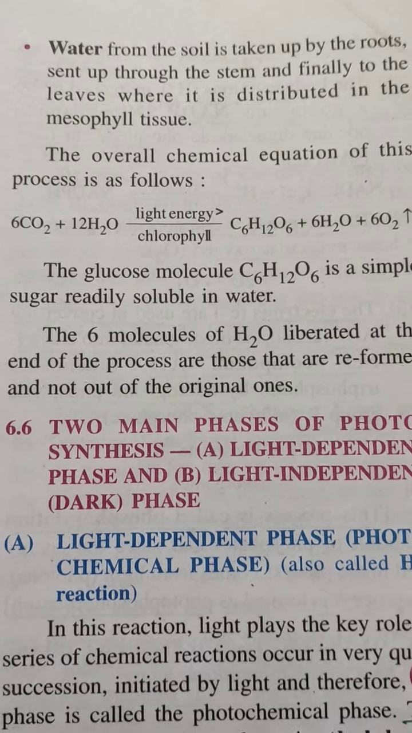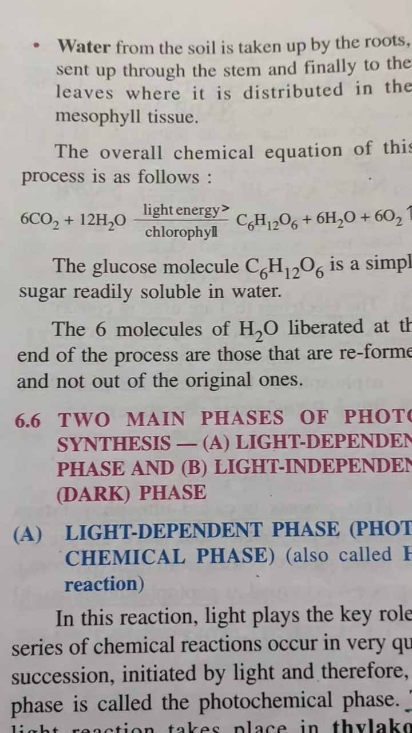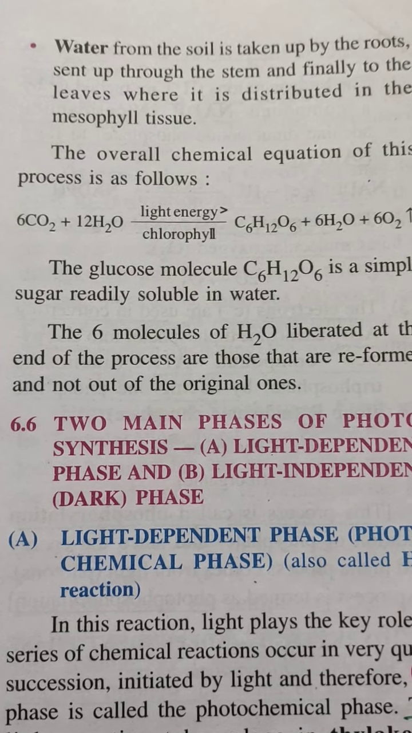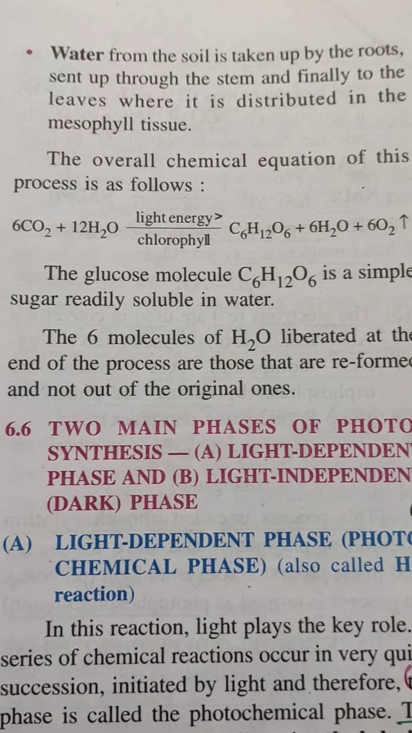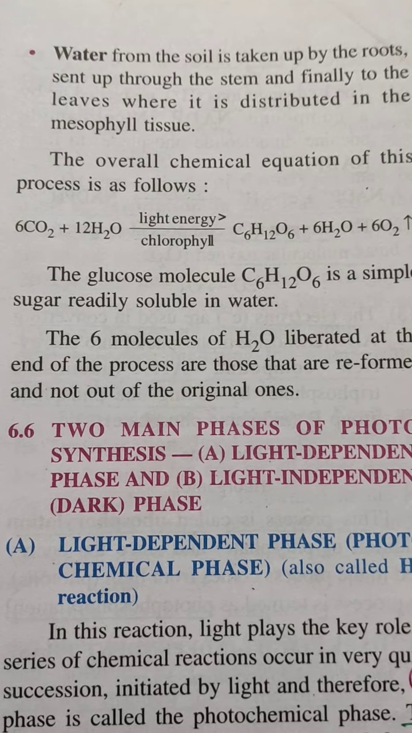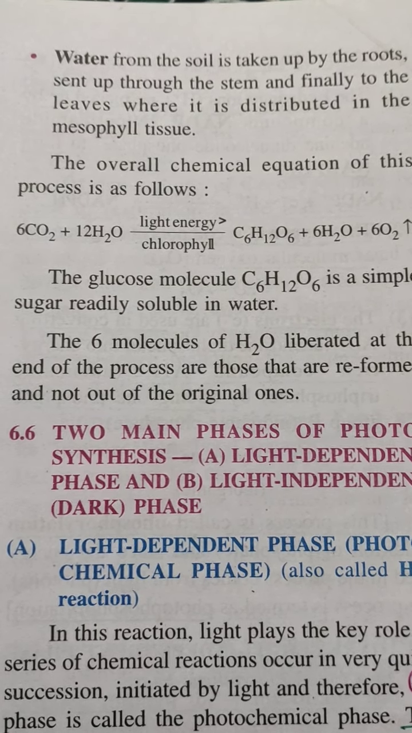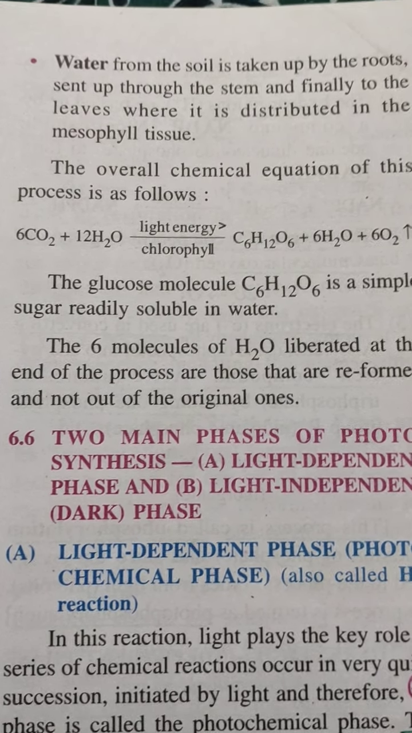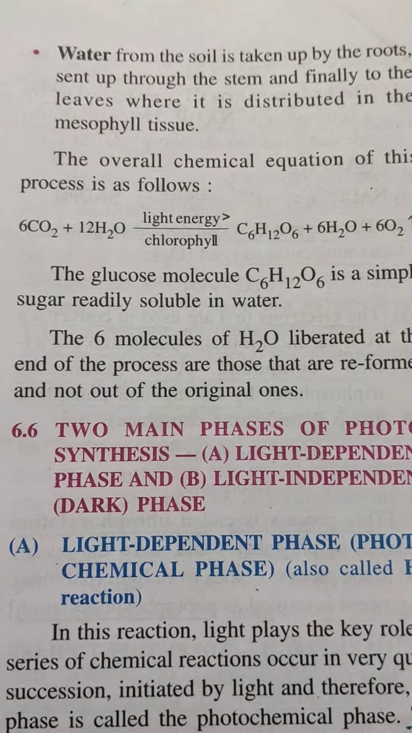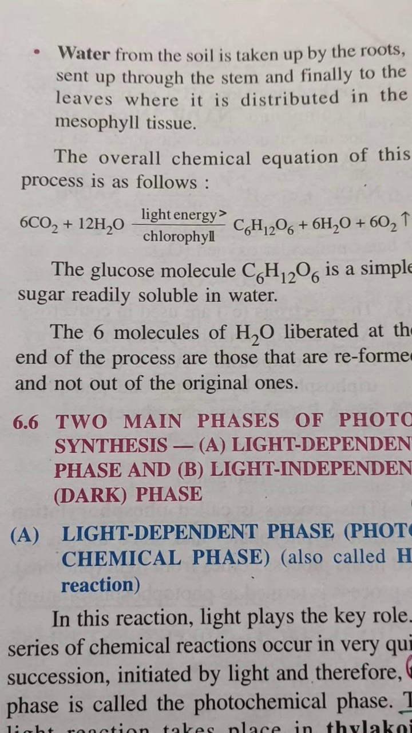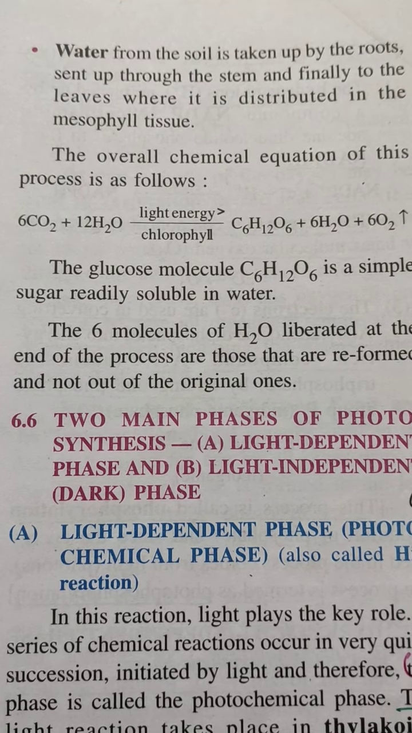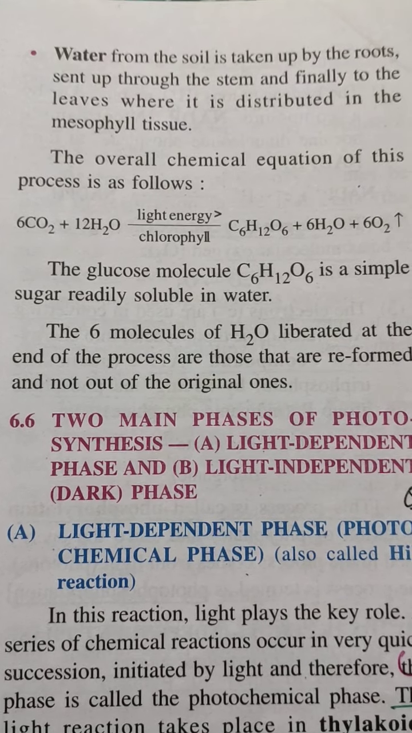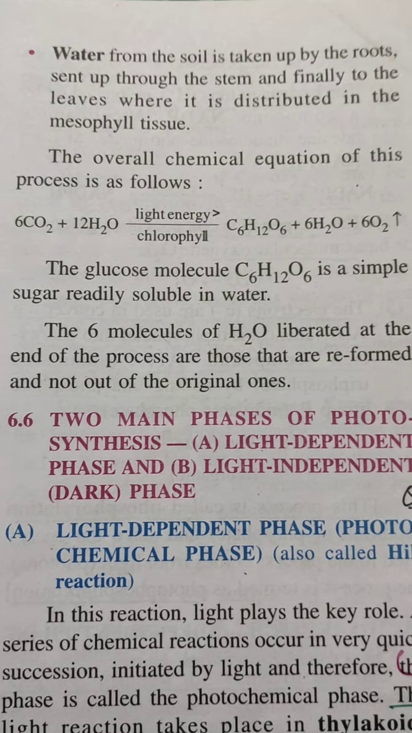The overall chemical equation you have to remember: 6CO2 plus 12H2O, with the help of light energy and chlorophyll, gives C6H12O6, that is our glucose, plus 6H2O and 6O2, which is diffusing out. The glucose molecule is a simple sugar, readily soluble in water. The 6 molecules of water liberated at the end of the process are newly formed and not from the original ones.